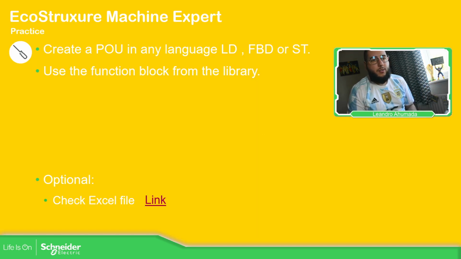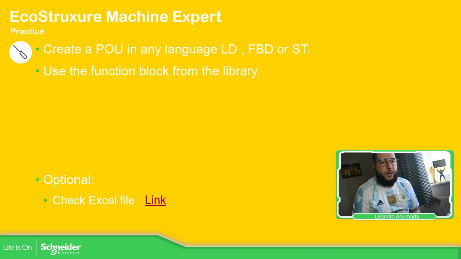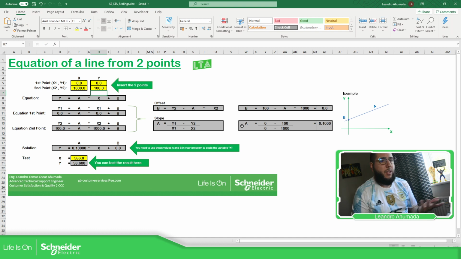So let's play a little bit around. What I have done basically is to use this. It's just the first grade equation of a line from 2 points. So basically I have the raw value and then the scaled value. This is the calculation, you can see, very simple. And then this is what I do on the PLC. So I did this part and this part on the PLC, and then I calculate the output value. Okay, so let's go to the software.